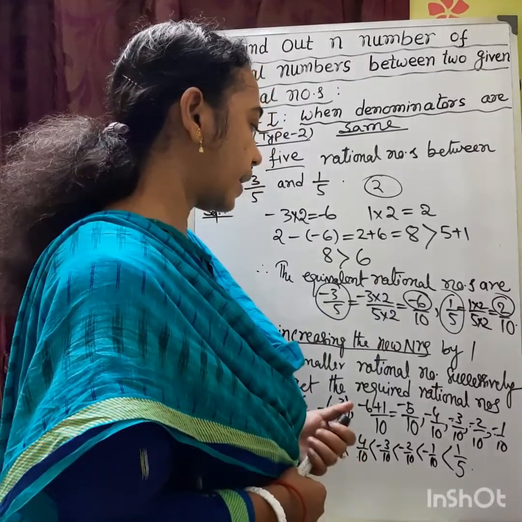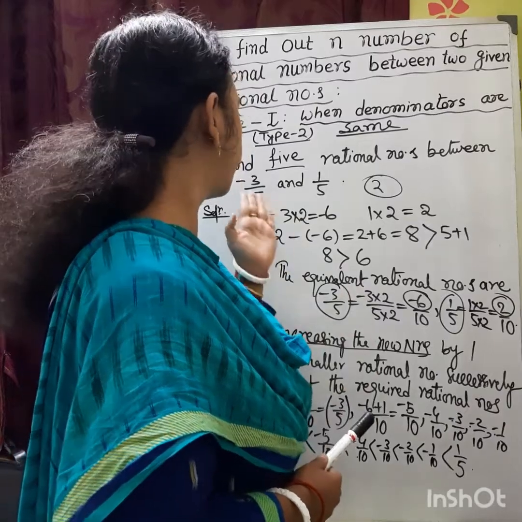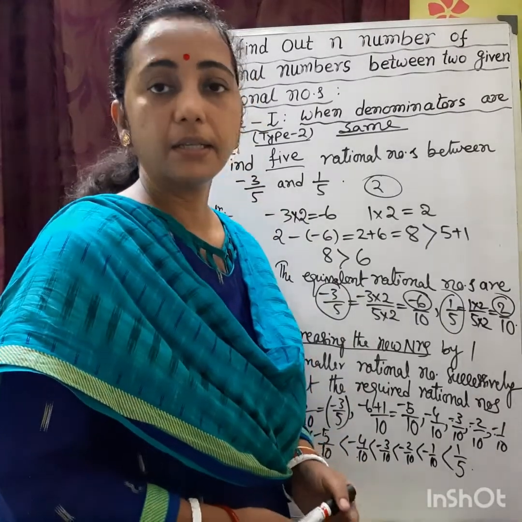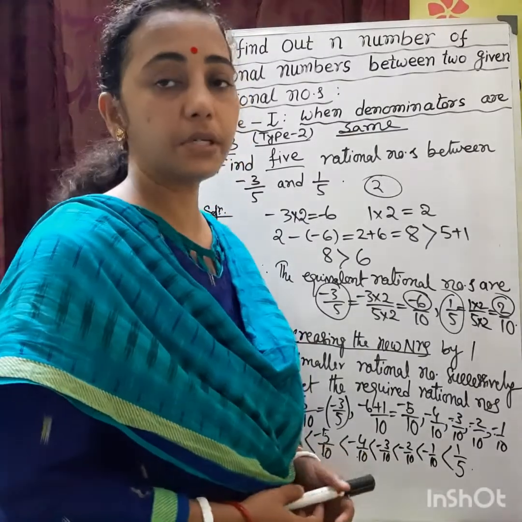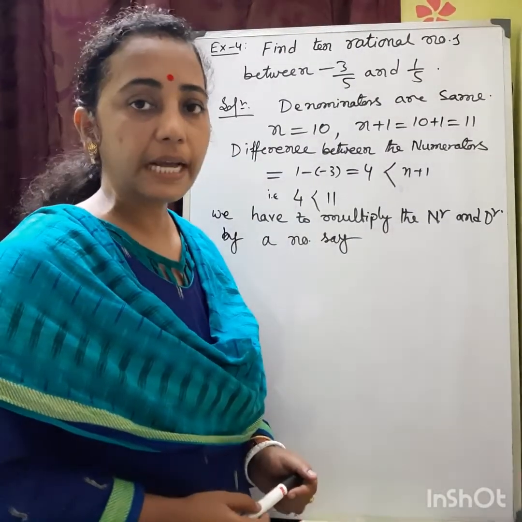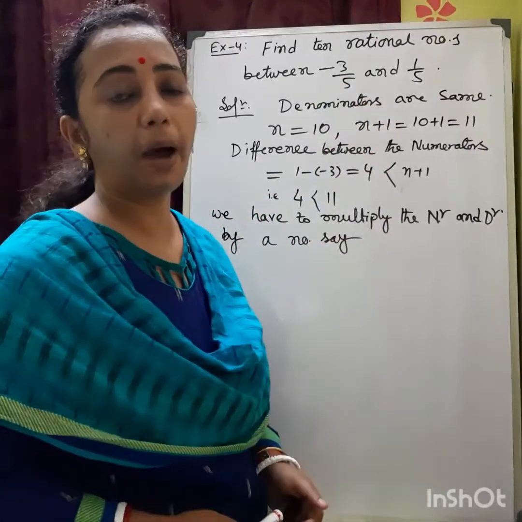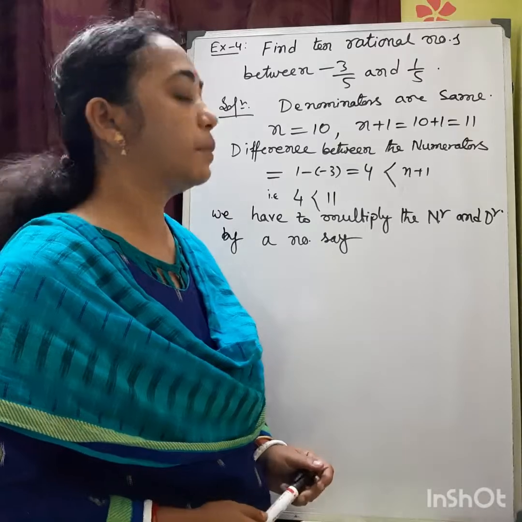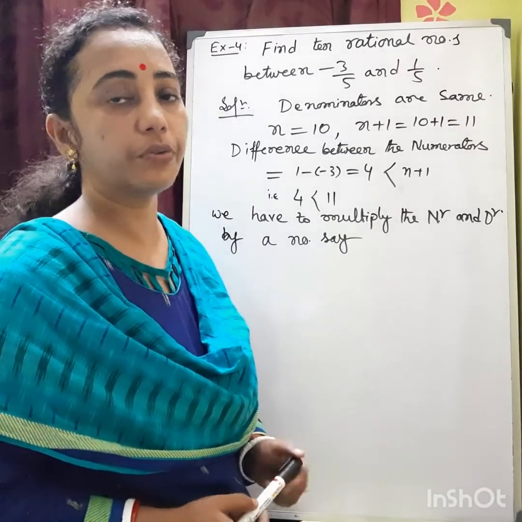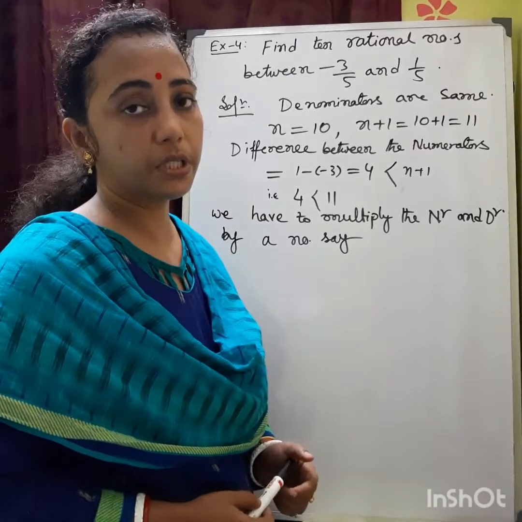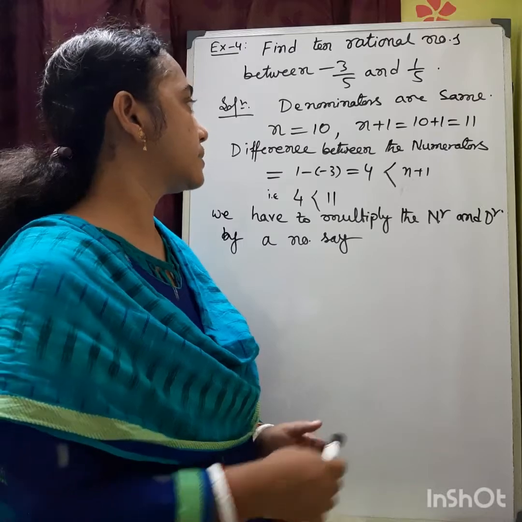So in this way we can write many other numbers also by simply if we multiply both the numbers by 10, then also we will get many rational numbers which are lying between these two rational numbers. Now let us consider the same question, that is find 10 rational numbers between minus 3 by 5 and 1 by 5. Here the difference is that we have to find out 10 rational numbers between the two given rational numbers. So here also the denominators are same, both are 5 and the value of n is 10 given.